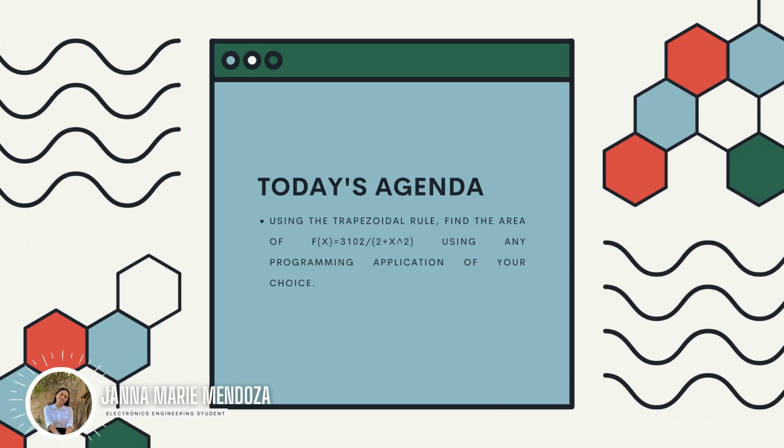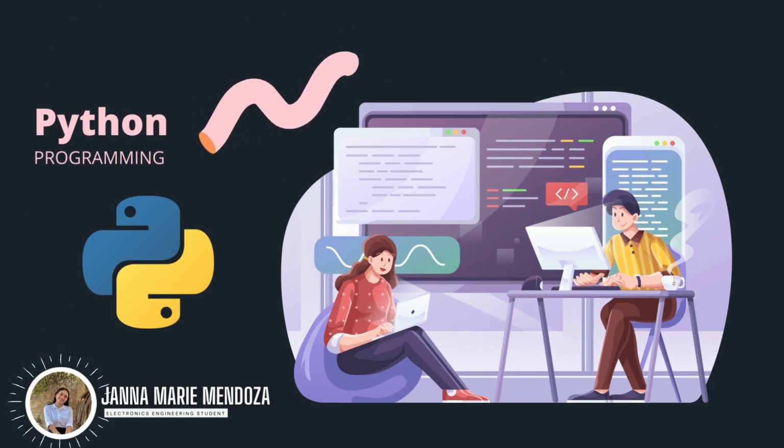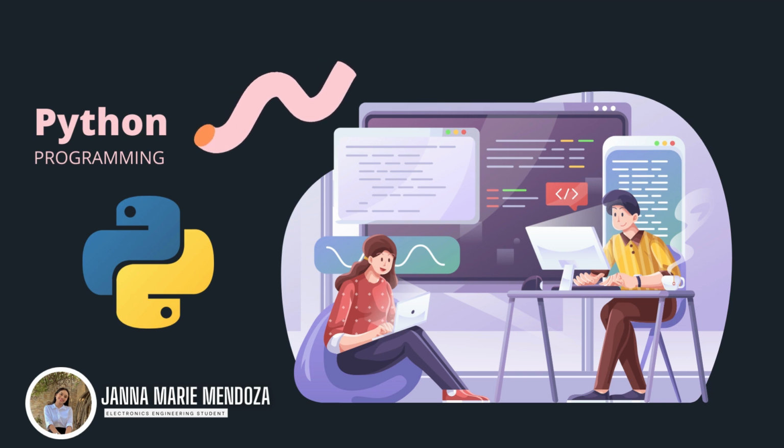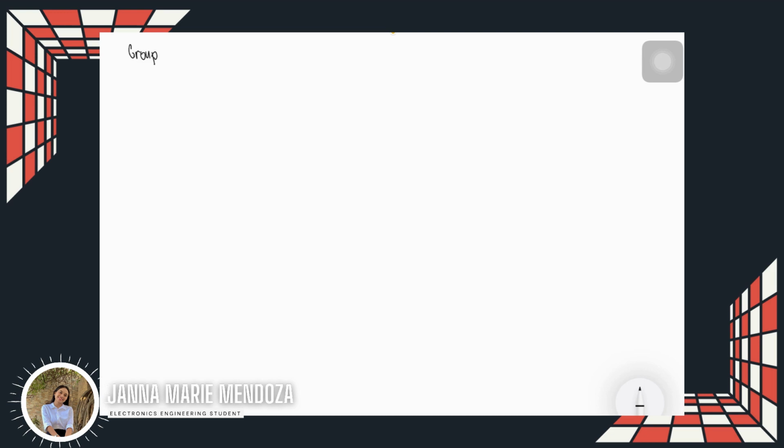So for today's agenda, using the trapezoidal rule, find the area of f of x equals 3102 over 2 plus x squared using any programming application of your choice. So for this rule, we will be using Python as the programming application in getting the area of f of x equals 3102 over 2 plus x squared. But first, we will try to solve the given function by manually computing it.